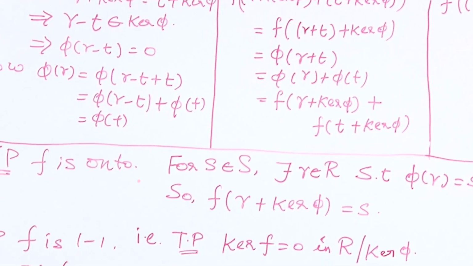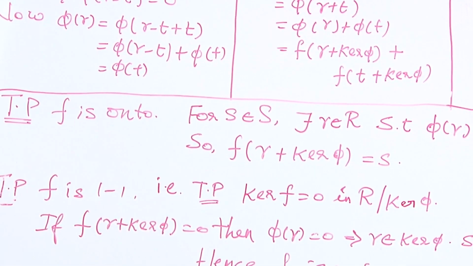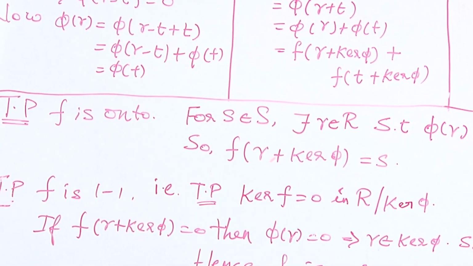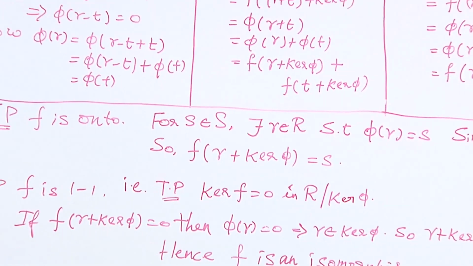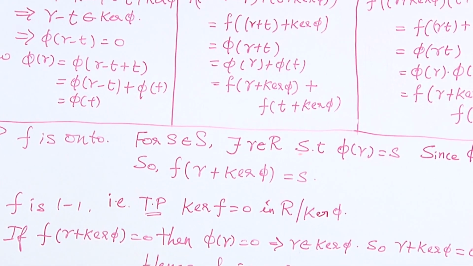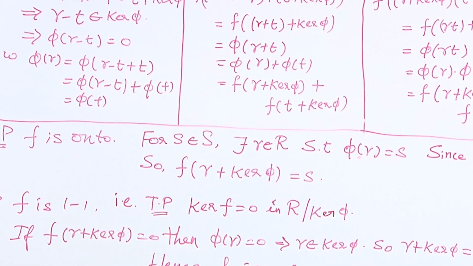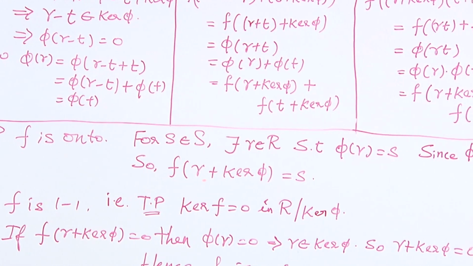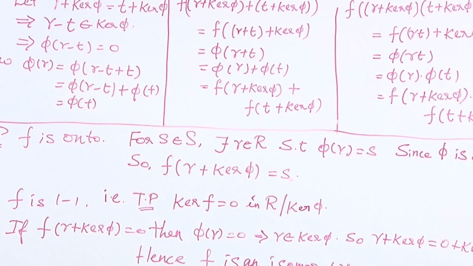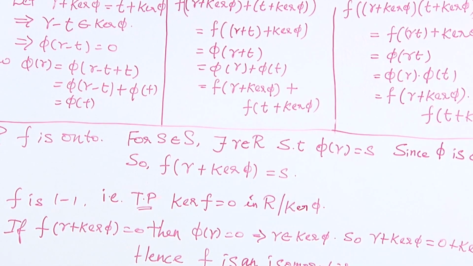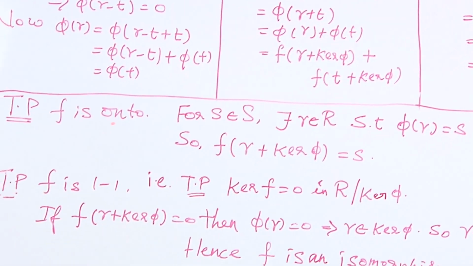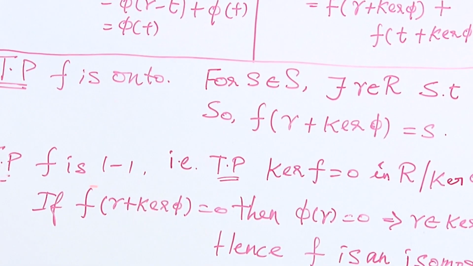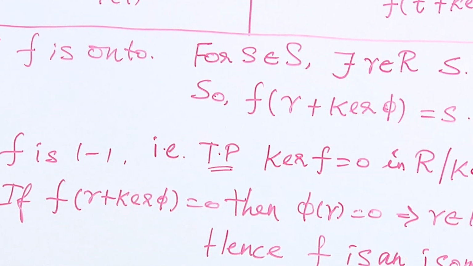Now, to prove f is onto. We know that phi is onto. For s belongs to S, there exists r belongs to R such that phi of r equal to s. Since phi of r equal to f of r plus kernel of phi, therefore we get f of r plus kernel of phi equal to s. Therefore, f is onto. Next, we prove f is 1-1.